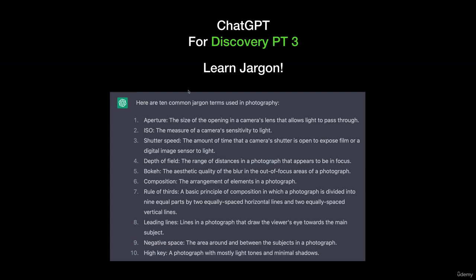And so you can say, hey, what are the 10 common jargon terms used in photography? And these are all correct. These are all really, really useful if you're talking about photography: aperture, shutter speed, depth of field, bokeh, composition. So awesome way to step your foot in different directions.